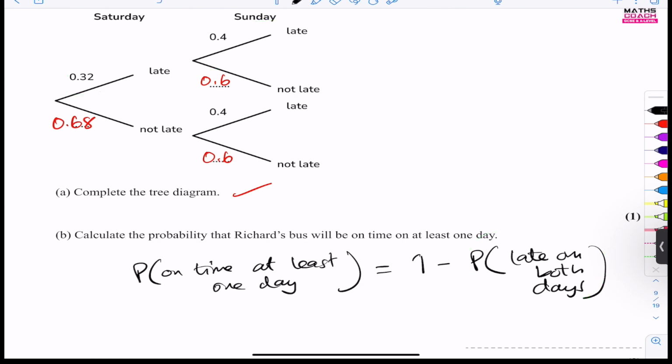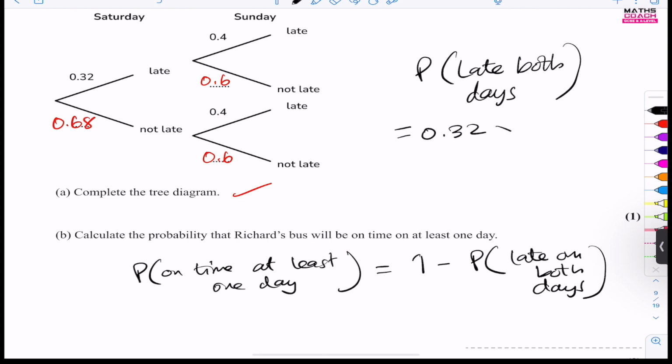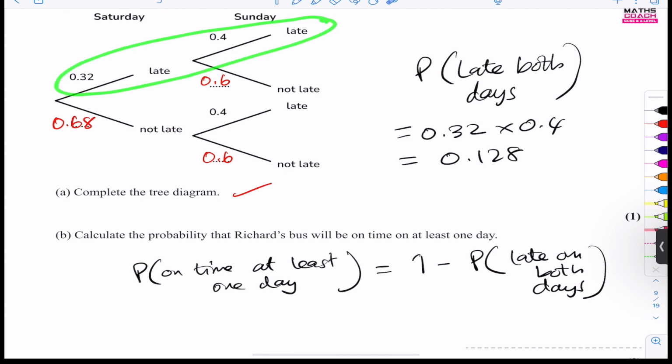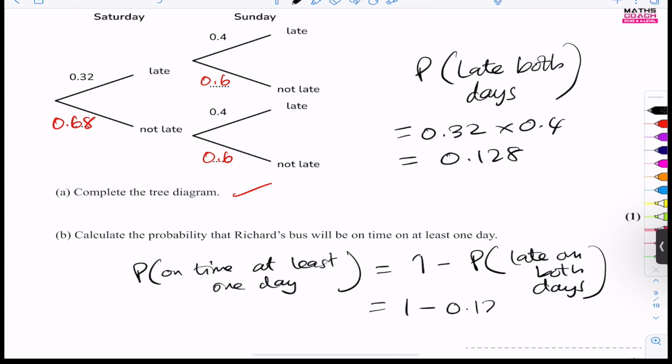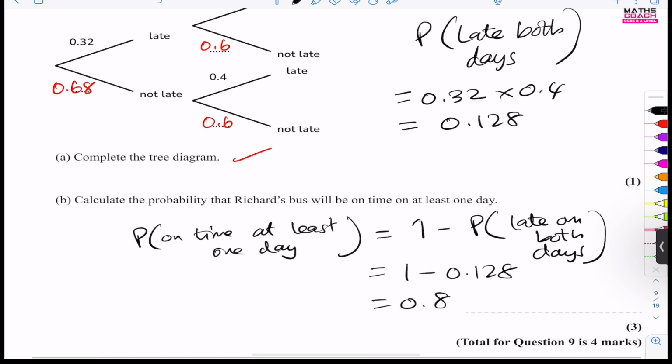So let's go ahead and do that. So probability of late both days, we are going to do 0.32 times by 0.4, and that gives us 0.128. So just a quick reminder, this is what I just calculated. Okay, the probability of being late on Saturday and the probability of being late on Sunday. And is time sign we have to use. All right, so now we're going to put this in here, and we're going to do 1 minus 0.128, and that gives us 0.872.